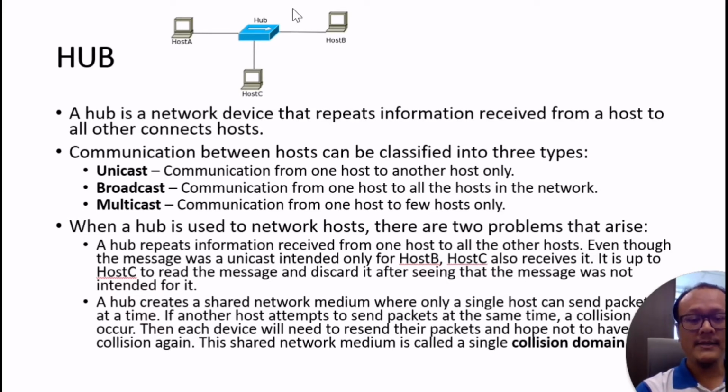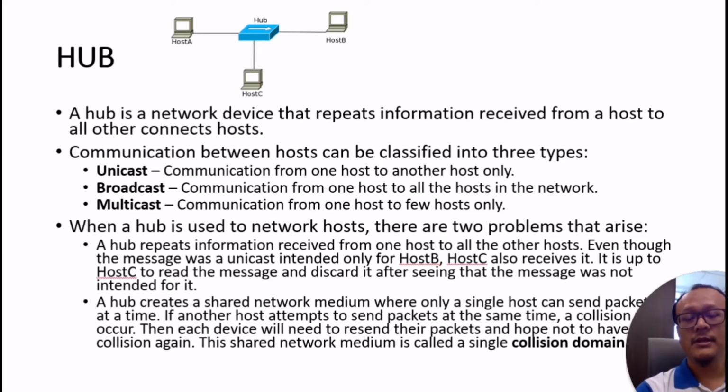Another problem is the collision domain. If you use a hub, all of the computers become one single collision domain. It means that only one packet can be sent at one time. For example, host A sends a packet, and suddenly at the same time host C also sends a packet. The packets will collide, so they have to be sent again. So that's the problem. How do we solve it?